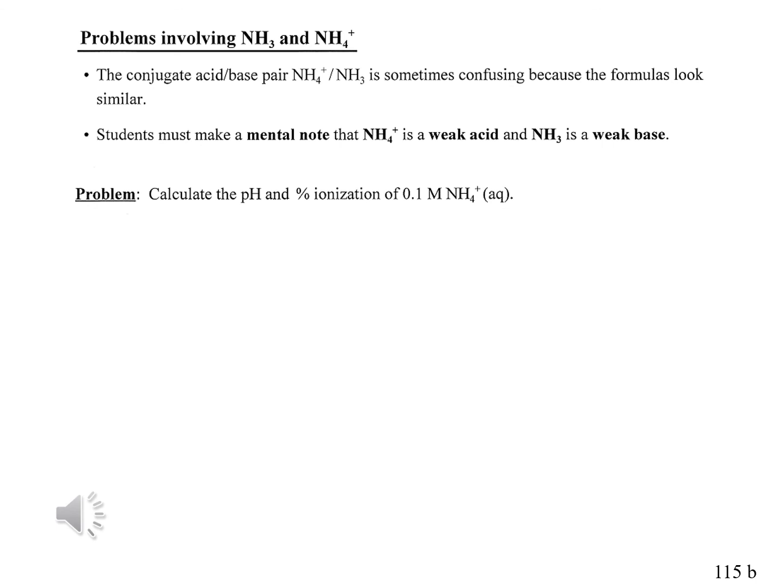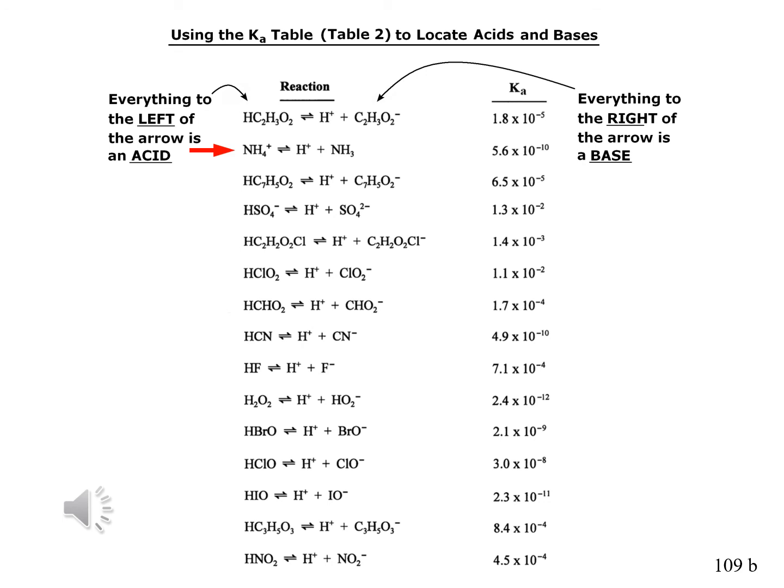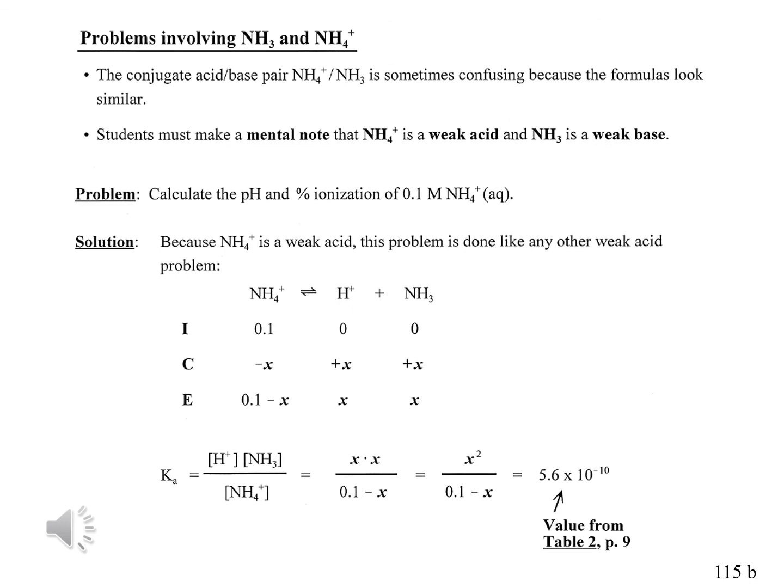Before we actually get into calculating the pH of a weak base, I want to demonstrate to you that calculating the pH for ammonium, which is a weak acid, is absolutely no different than any of the problems we've already done with weak acids. We've already done acetic acid and carbonic acid. So I want to calculate the pH and percent ionization of 0.1 molar ammonium. So there's ammonium on the left, and you can also look up the Ka, 5.6 times 10 to the minus 10. If you make the ICE table, it looks exactly the same as the others.